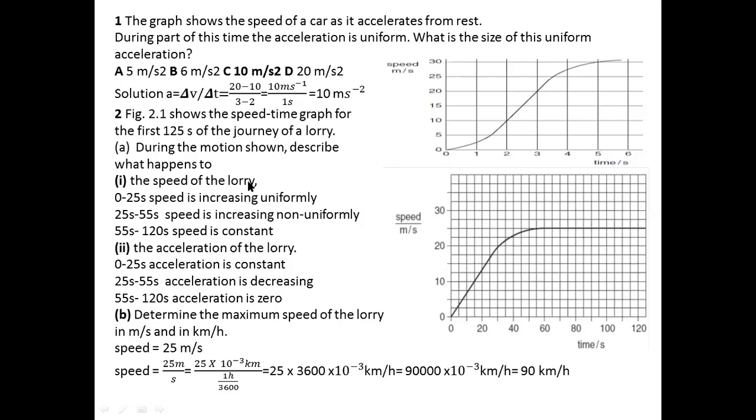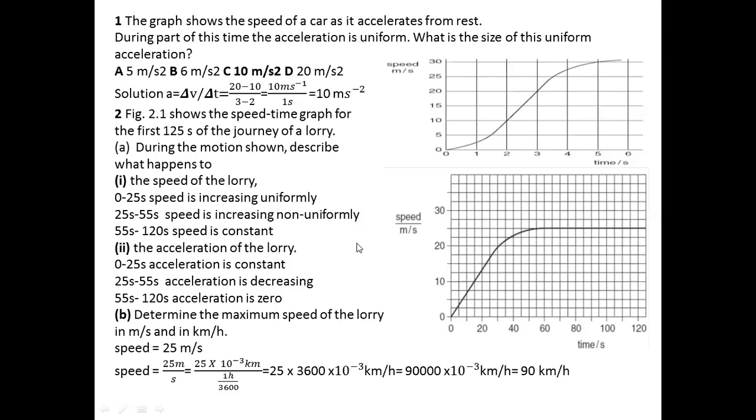So what happens to the speed of the lorry? Actually, from 0 to 25 seconds, the speed is increasing uniformly. There is an equal increase in speed in equal interval of time. From time 25 seconds to 55 seconds, in this portion, the speed is increasing non-uniformly, but in the next remaining time interval, from 55 seconds to 120 seconds, we have a horizontal line, so over there speed is constant.